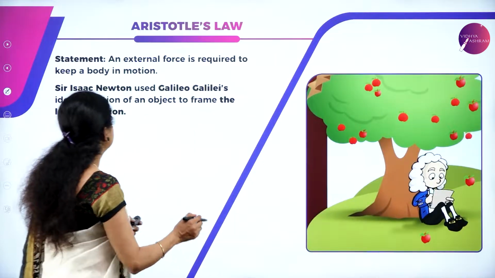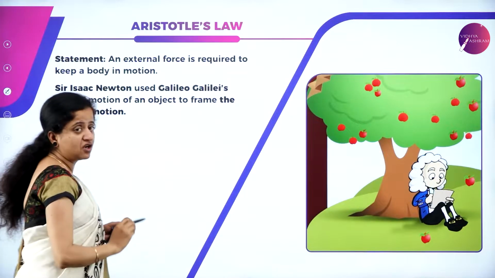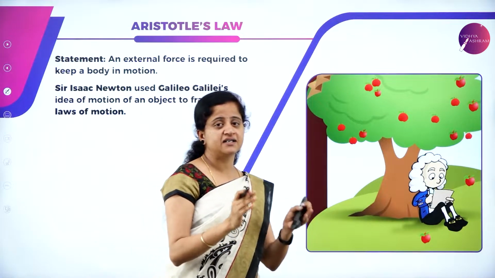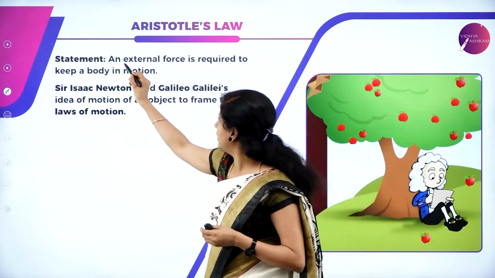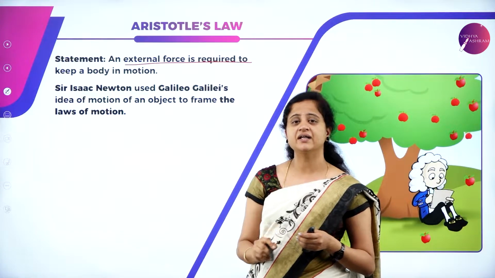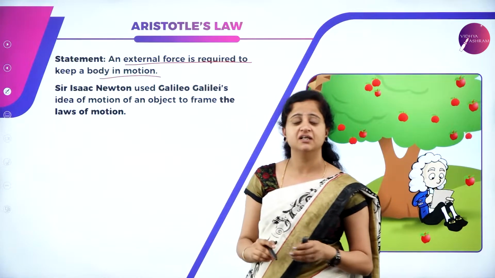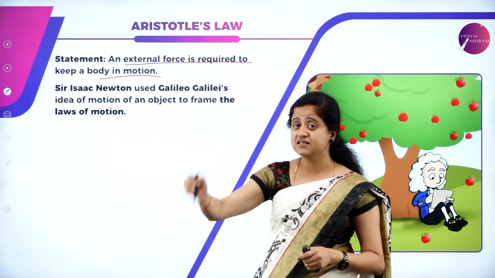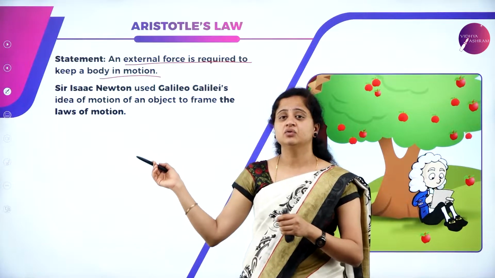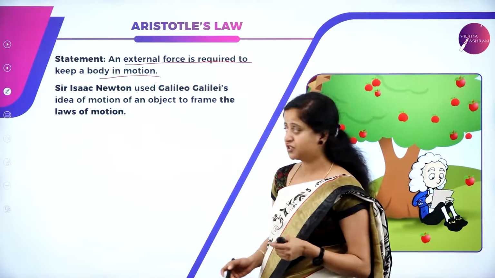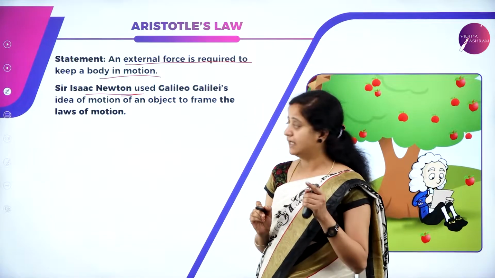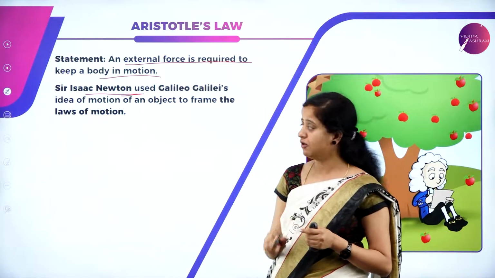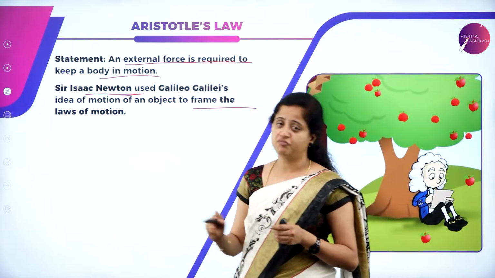And now we are going to study Aristotle's law, which is also called Aristotle's fallacy. What is the statement of Aristotle's law? An external force is required to keep a body in motion. It also says that an external force is required to keep a body continuously in motion, and the great Sir Isaac Newton also used Galileo's idea of motion of an object to frame the laws of motion.